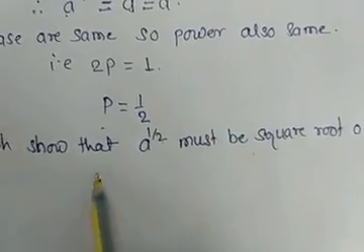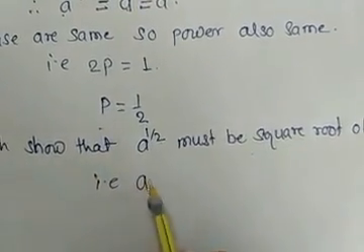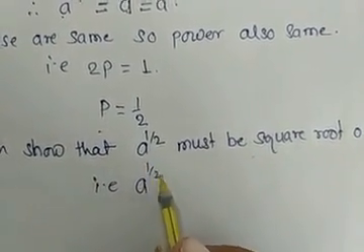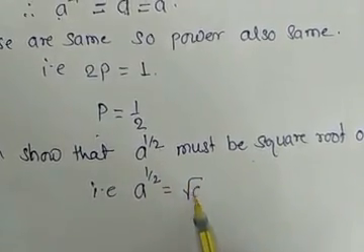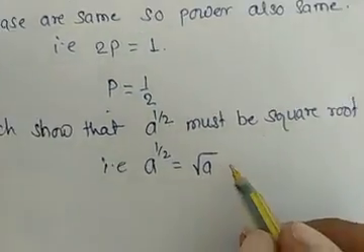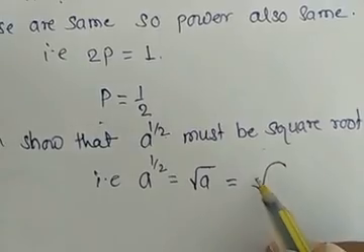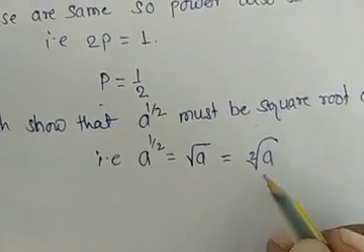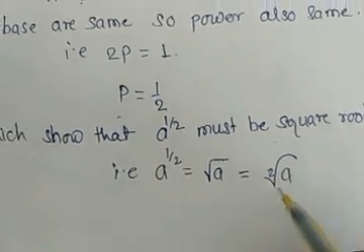That is, a raised to 1 half is equal to the square root of a. Okay, or which is also written, we don't always write the 2, as 2 root of a. Okay, both are the same.